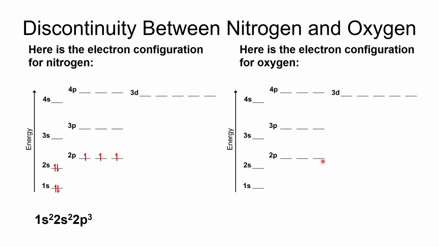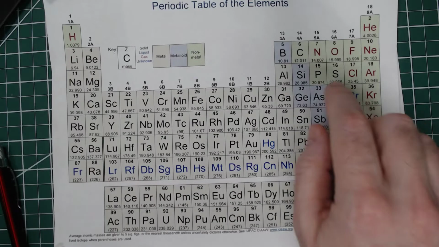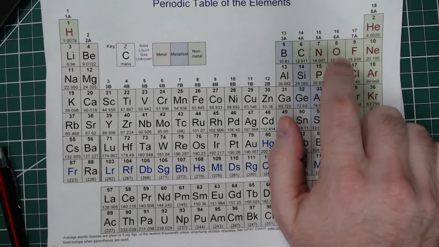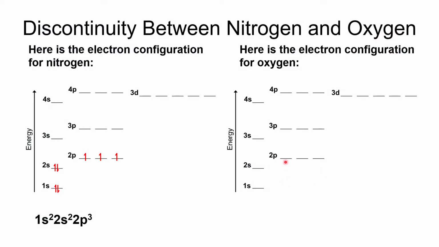For oxygen, our electron configuration, there's oxygen, element 8. So there's 8 electrons. We'll have 2 there, and we need to put 4 into the 2p subshell. So now that we put 4 of those electrons into the 2p subshell, 1s2, 2s2, 2p4.